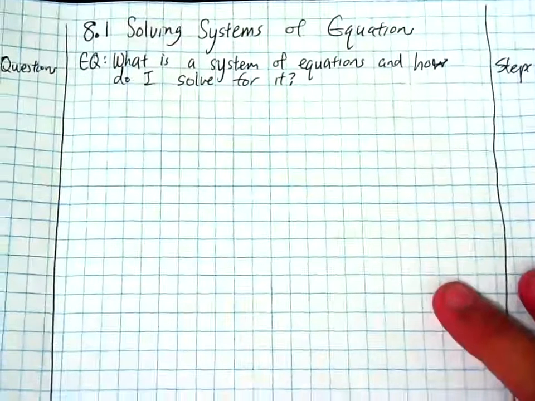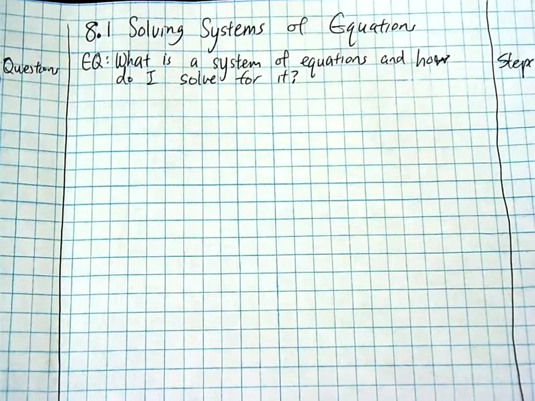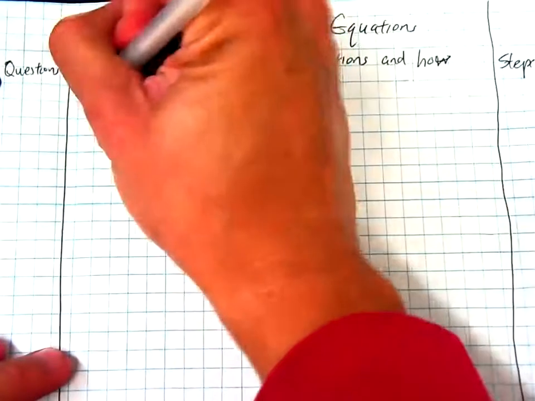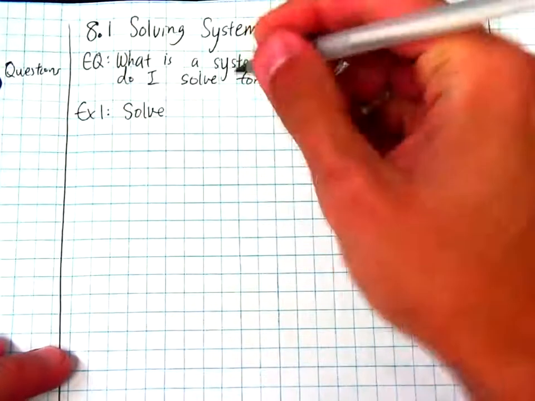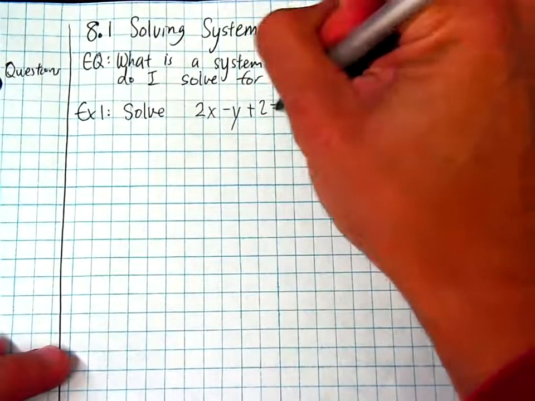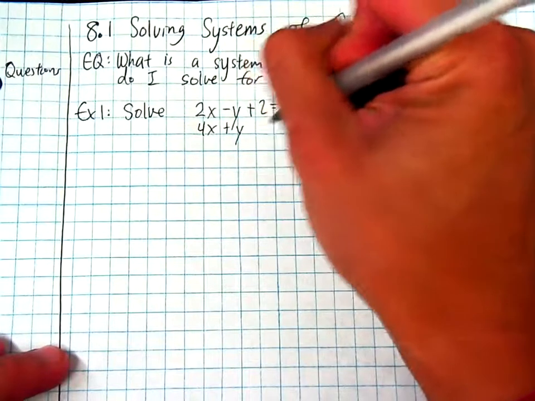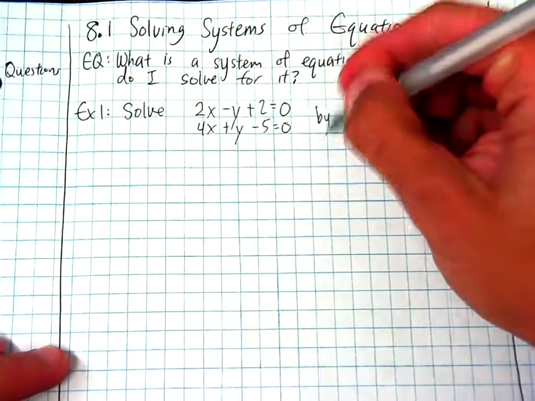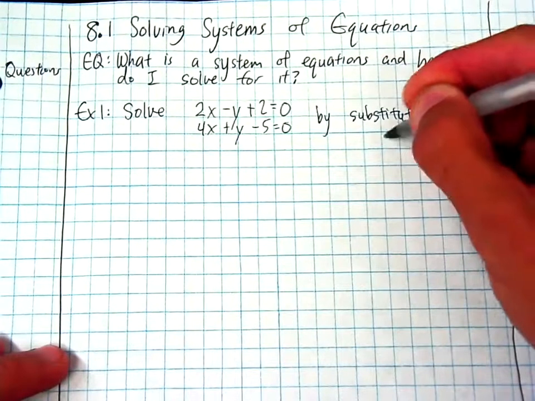Okay, so a system of equations is pretty much just two equations that relate to each other. Okay, so the first example, I'm going to solve 2x minus y plus 2 equals 0 and 4x plus y minus 5 equals 0. And I'm going to solve it by substitution, by the substitution method.